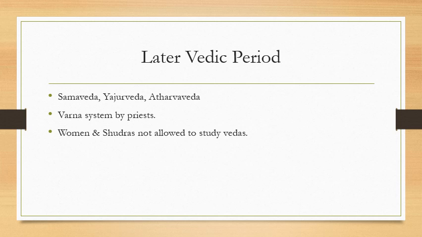Next in line is the later Vedic period. It was characterized by Sama Veda, Yajur Veda, Atharva Veda, and other writings. They were composed by priests and described how rituals were to be performed. They also contained rules about society. The Varna system was introduced by priests during this time.